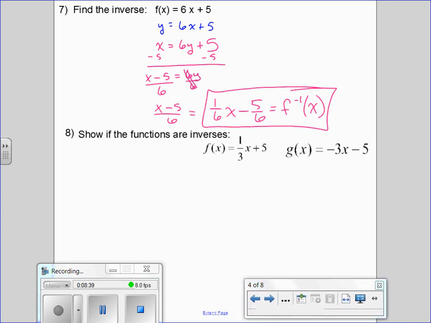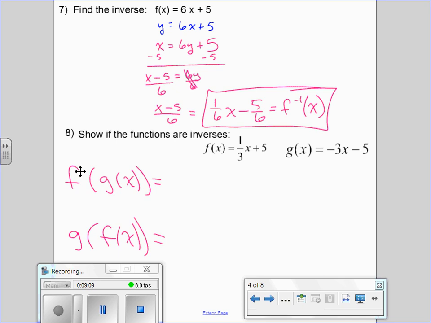Number 8. We have to prove whether these are inverses or not. They might be, they might not be. So we are going to show if they're inverses by doing 2 things. We're going to do f of g of x, and then we're going to reverse it and do g of f of x. So that involves circling one of the functions, putting it inside the other one, and simplifying it all down. If it simplifies down to just a single x, then it would be an inverse.